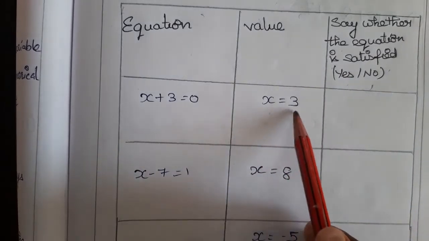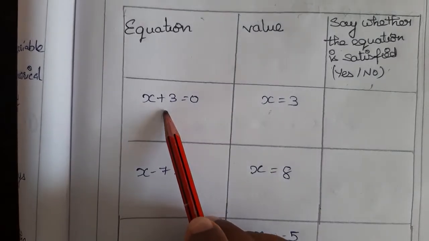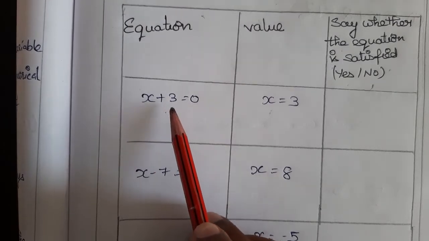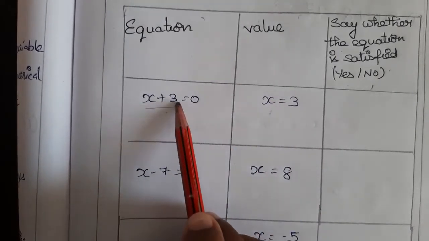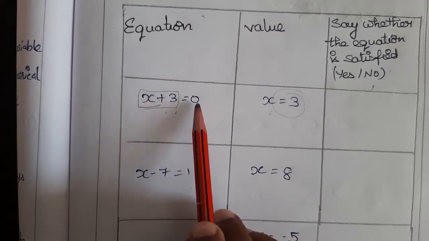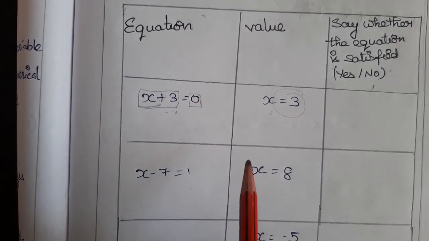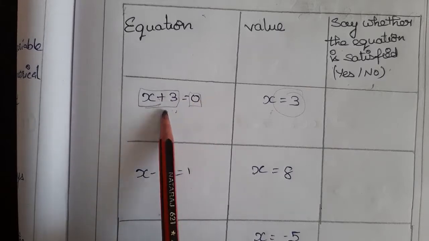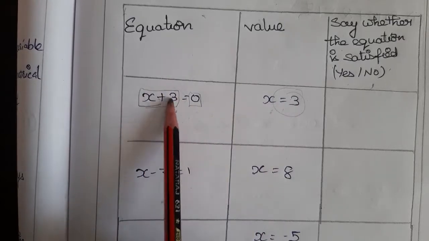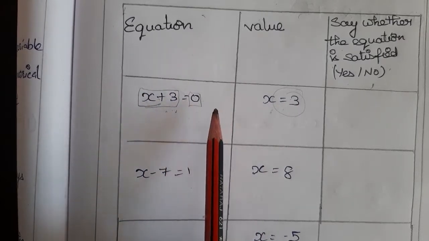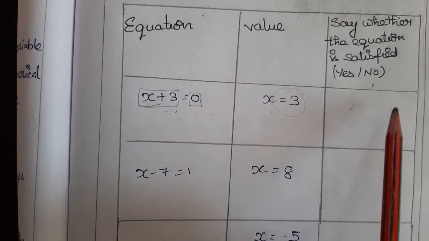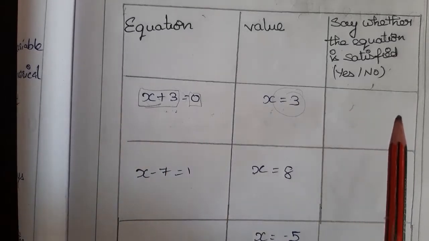That means we have to substitute the given value in the equation and check whether it satisfies or not. Satisfies means the condition should be met. The x is in the LHS, right? So now we are going to substitute the value given. If it satisfies, we should get the answer which is on the right. If the value of the LHS and the value of the RHS are the same after substituting x equal to 3, then x equal to 3 is satisfying. We can write yes. If it is not satisfying, we will write no.